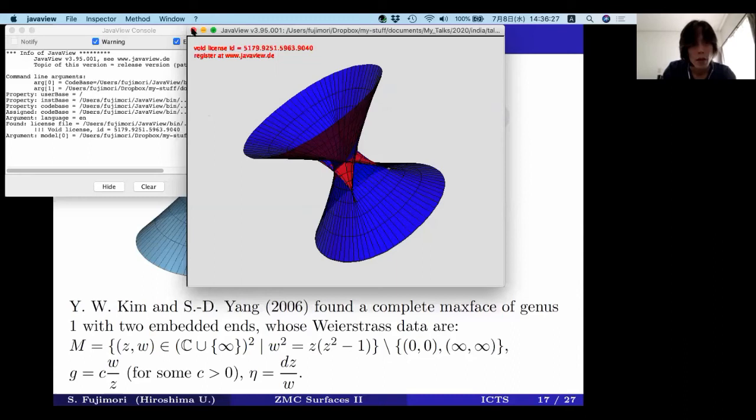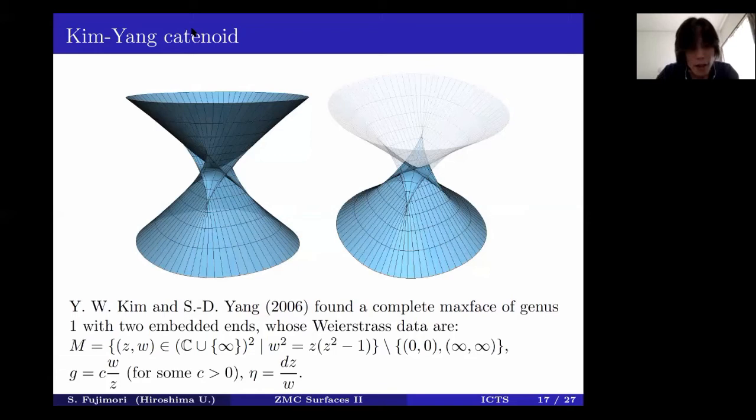And then in their paper, they constructed a higher genus version, but the higher genus version has branch points, and actually this is not a maxface, but a generalized maximal surface in the sense of Estudillo and Romero. So I'd like to, so this is a singular set.